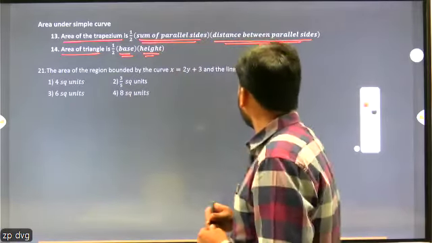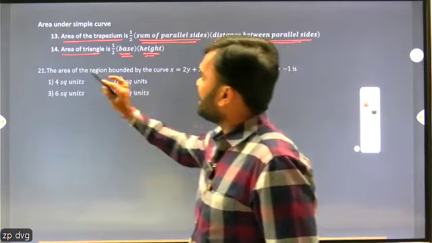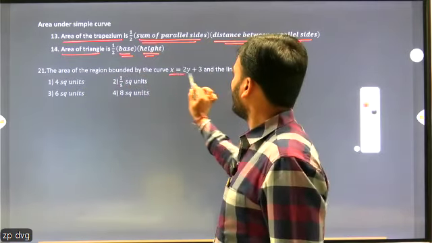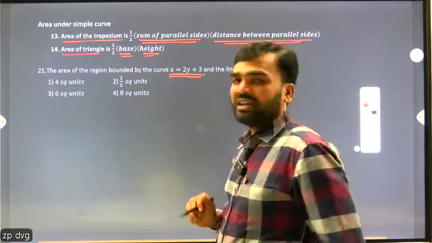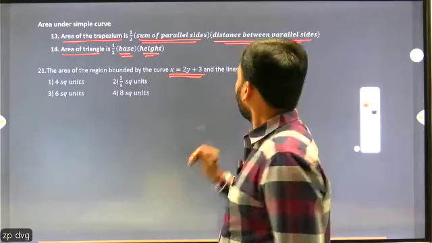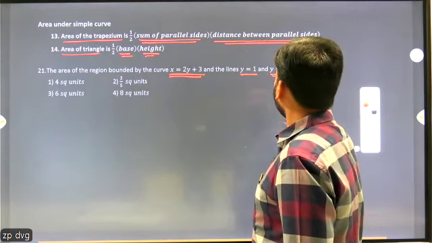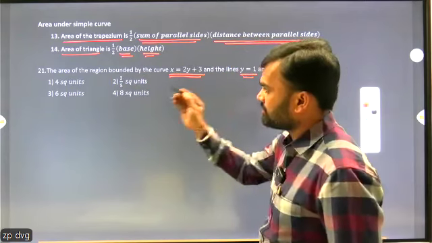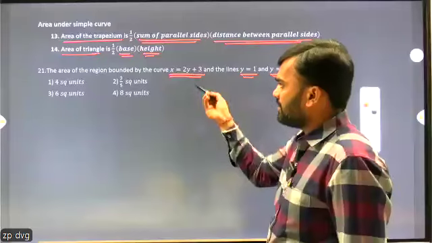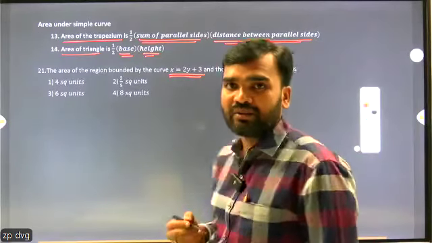Next question is 21. The area of the region bounded by the curve x is equal to 2y plus 3 and the lines y is equal to 1 and y is equal to minus 1 is: 4 square units, 6 square units, 3 by 5 square units, or 8 square units.